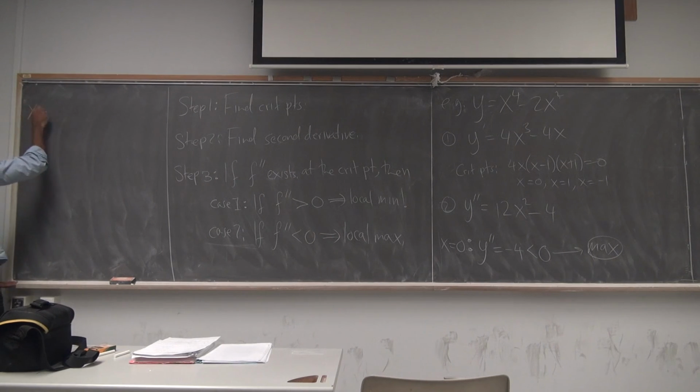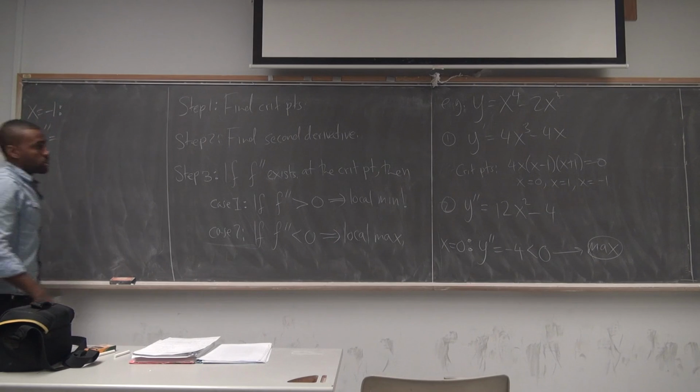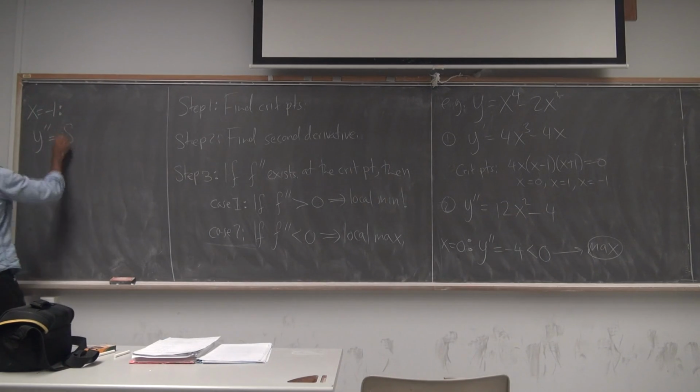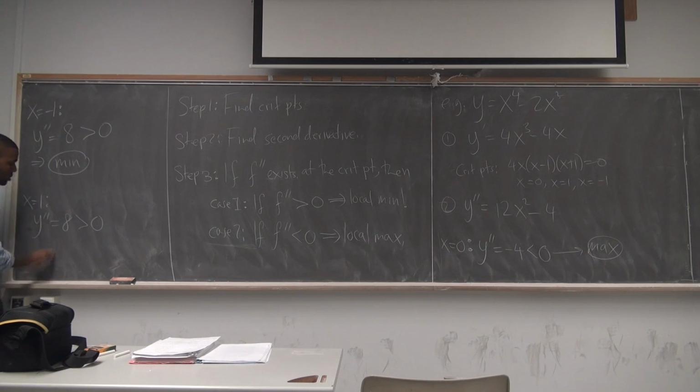If I plug in x equals minus 1, my second derivative would be equal to 12 minus 4. It's going to be 8, which is greater than 0, which means this is a minimum. If I plug in x equals positive 1, my second derivative will again be 8, which is greater than 0, so I get another minimum. All right, so I get two minimums and a maximum with the second derivative test.